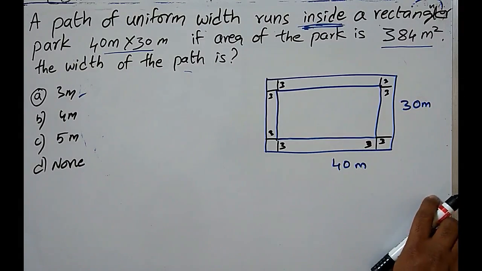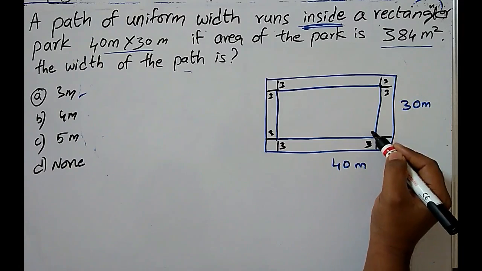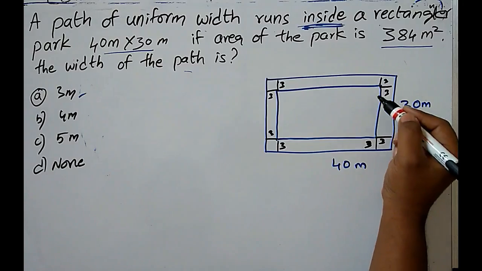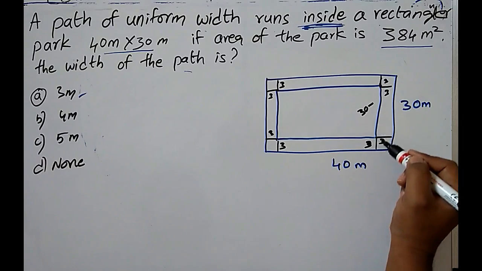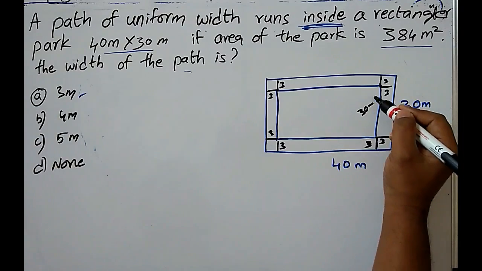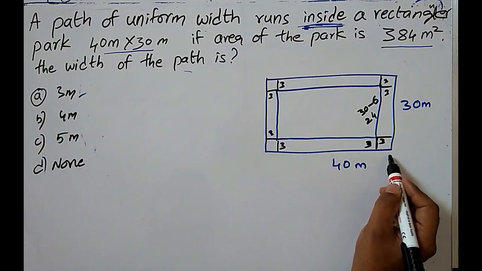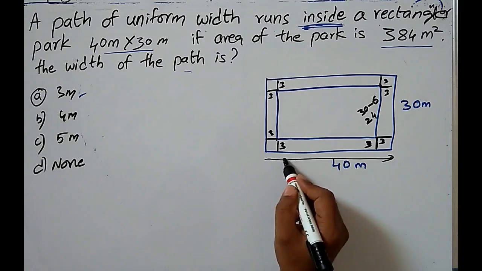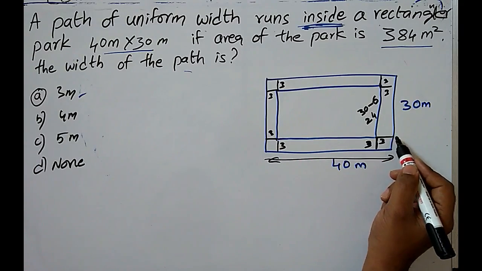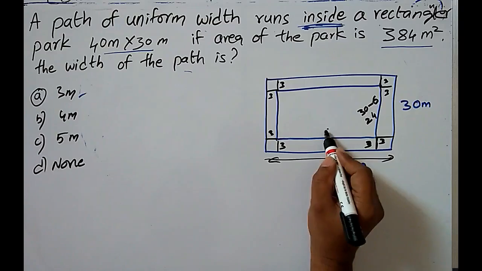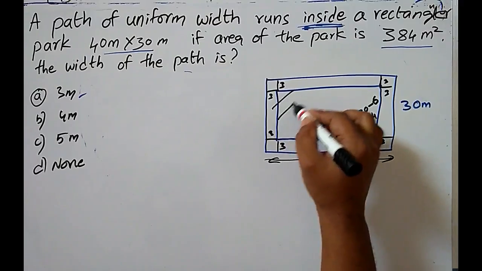okay friends, then the interior breadth becomes 30 minus this 3 and the other 3, that is 6, that is equal to 24. In the same way, in the length, in the 40 meters, we have to subtract one side of 3 meters and the other side of 3 meters. We will get 34 meters.